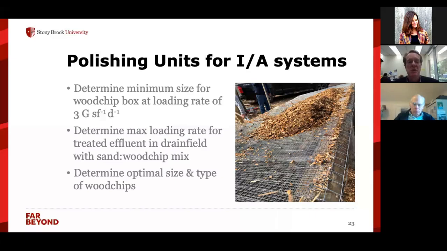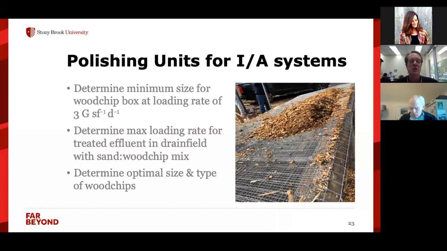Also, these systems are smaller, so there were several questions. At a high loading rate, 3 gallons per square foot per day, what's the smallest system that we could build? That was one question. Another was, what would be the maximum loading rate for a drain field that looked like one of our NRBs, one of our layered NRBs, which have a sand and wood chip mix at the bottom?